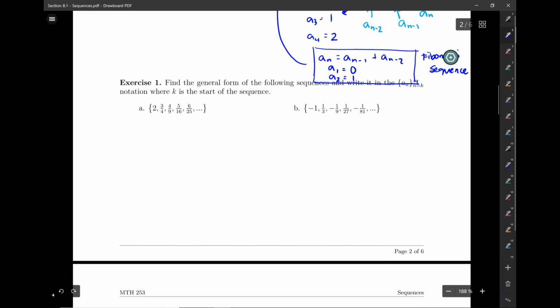Okay, so let's see how that went for you. Let's start with A. We're going to write this first term of 2 in more of a fraction form. I'm going to think of it as 2 over 1. Then we're going to look at the numerator and the denominator separately to see what's happening to each one. The numerator looks pretty straightforward to me. It's just increasing by 1 every time: 2, 3, 4, 5, 6.